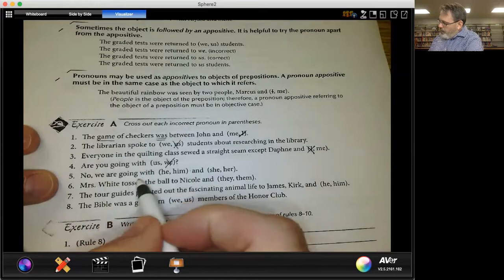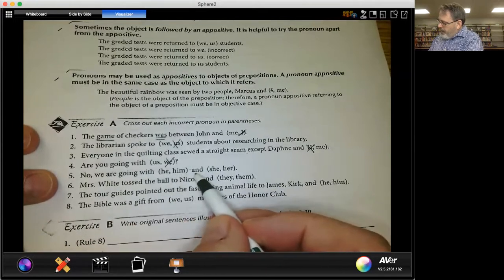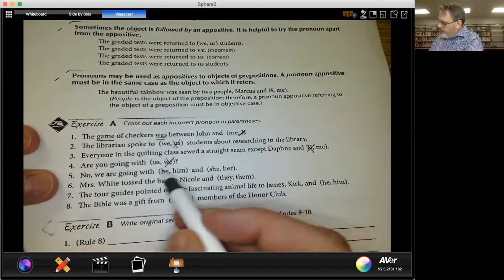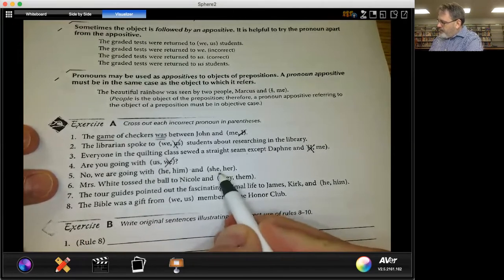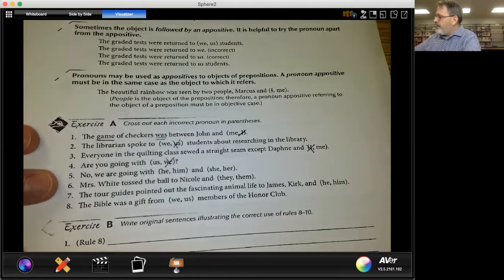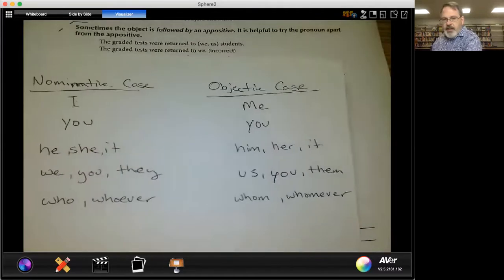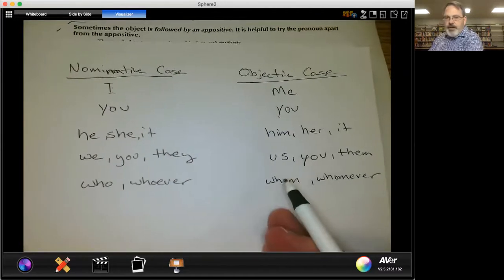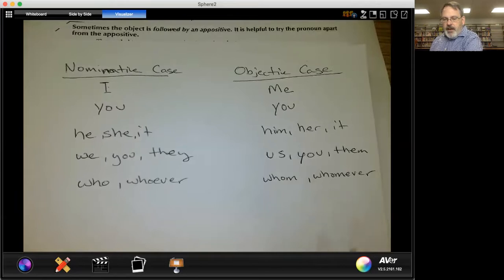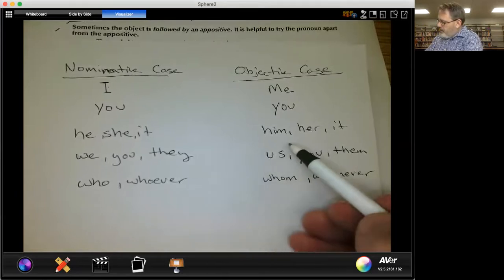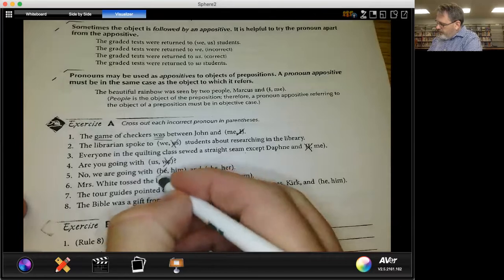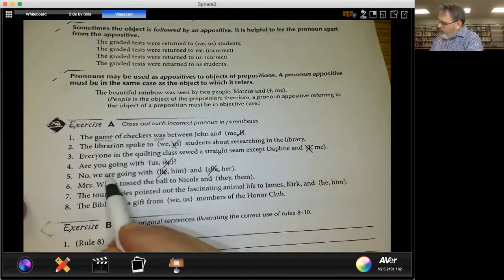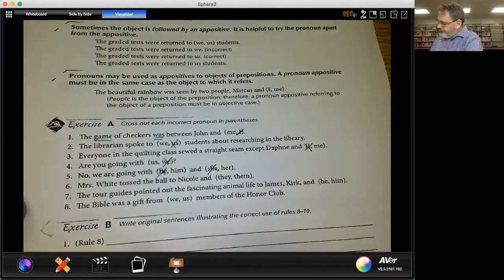Now, we are going with either he, him, or she, her. Which one of them is it? Well, with he or with him? With she or with her? It sounds like it should be him or her, but let's check. Which one of these is objective case, since we're trying to indicate an object of a preposition? Well, him or her. So let's get rid of he and she. We are going with him and her.